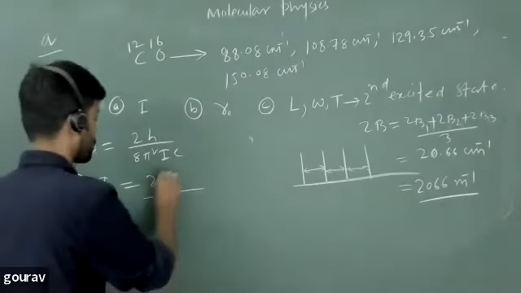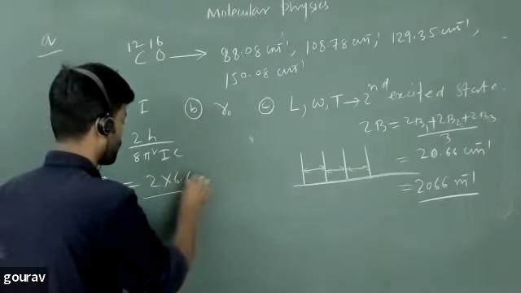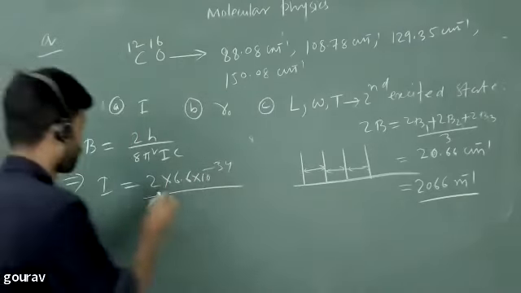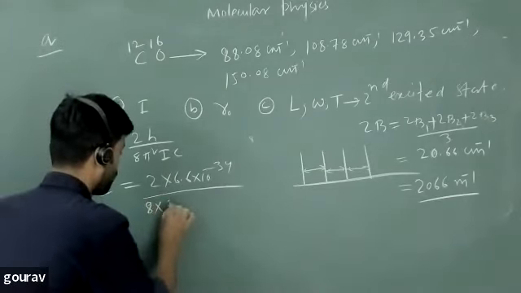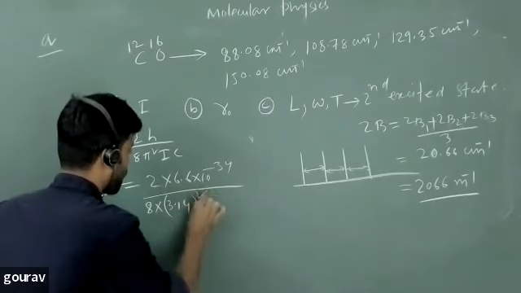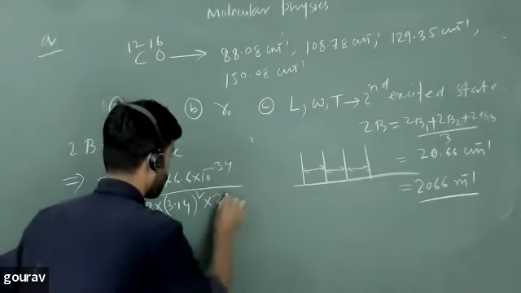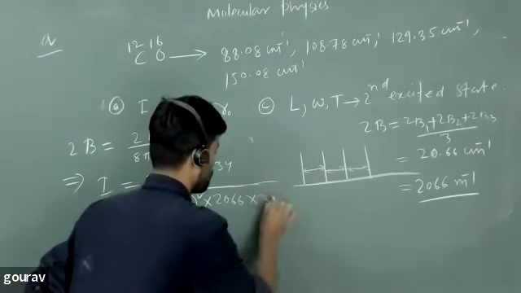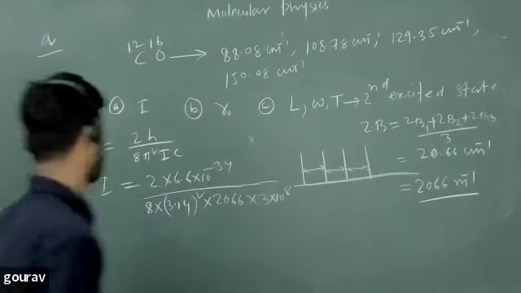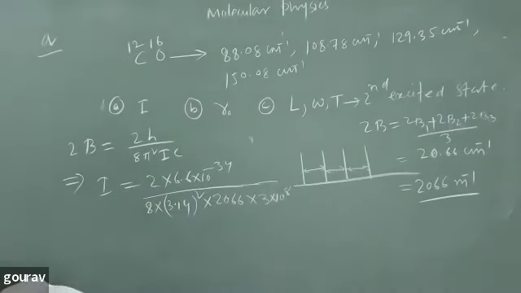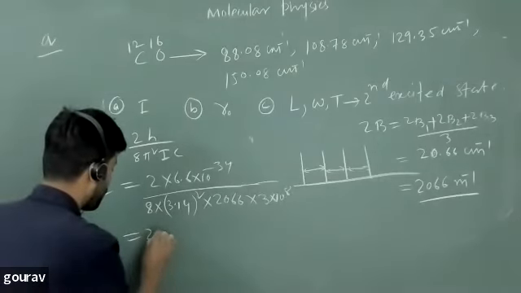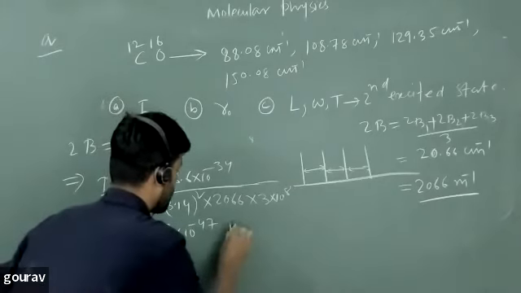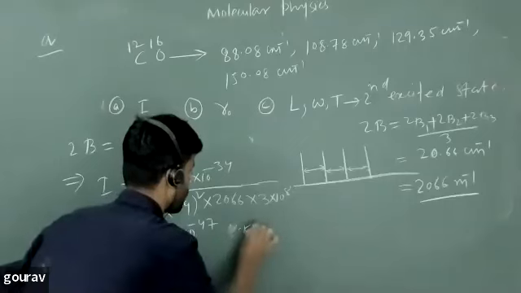I will be 2h divided by, or let me put the value here itself. So 2 into 6.6 into 10 to the power minus 34 divided by 8 into pi square, 3.14 square. Then 2B was 2066, and you have c also here, that will be 3 into 10 to the power 8. If you calculate it, you will get 2.27 into 10 to the power minus 47 SI unit, that is kg meter square.